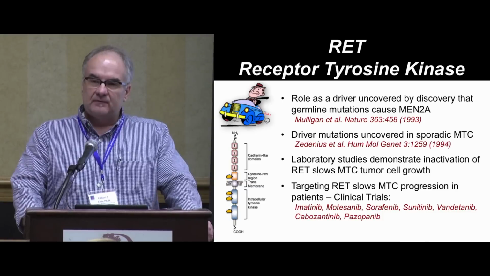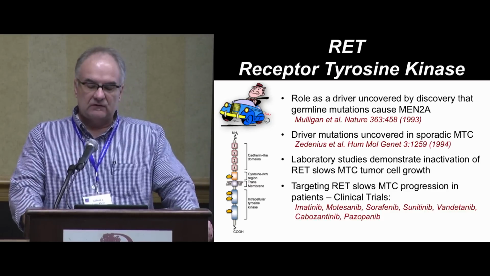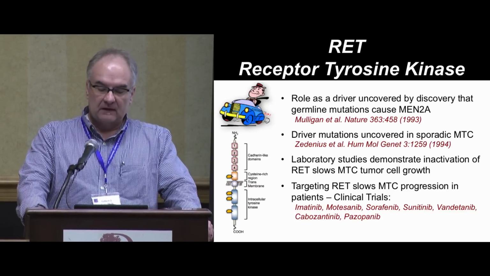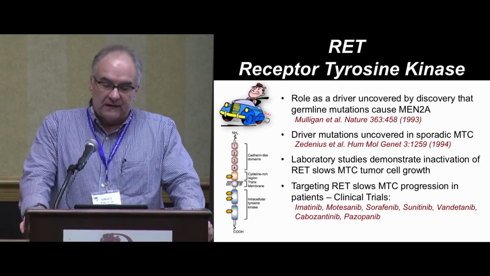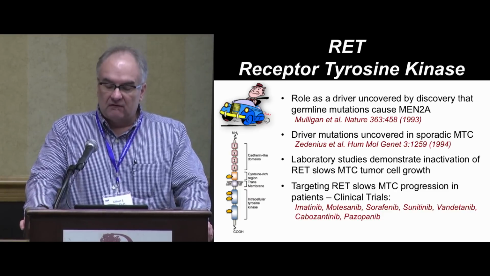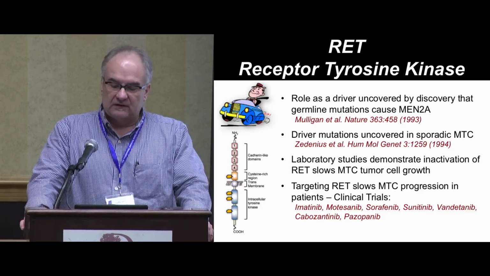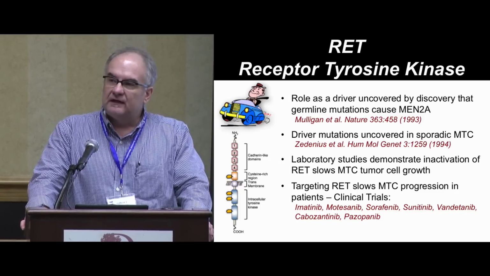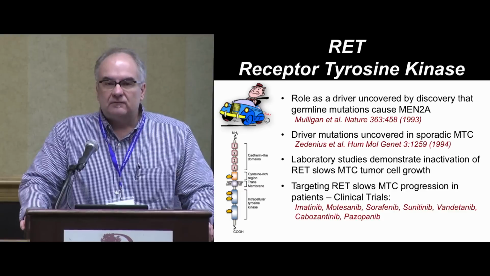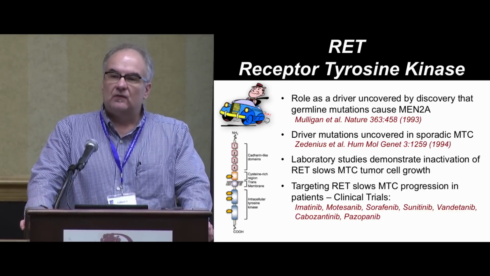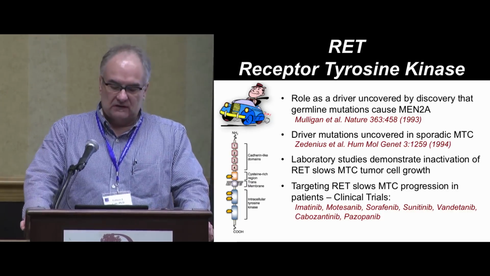RET is actually a receptor tyrosine kinase. Its role in this process of MTC was first discovered in 1993. Lois Mulligan and Bruce Ponder out of the UK, with the help of a variety of consortiums, found that mutations in RET are what cause this hereditary form of MTC. 1 year later, in 1994, it was discovered that a high percentage of sporadic MTC actually contain RET mutations. That linked RET as a cause of MTC.